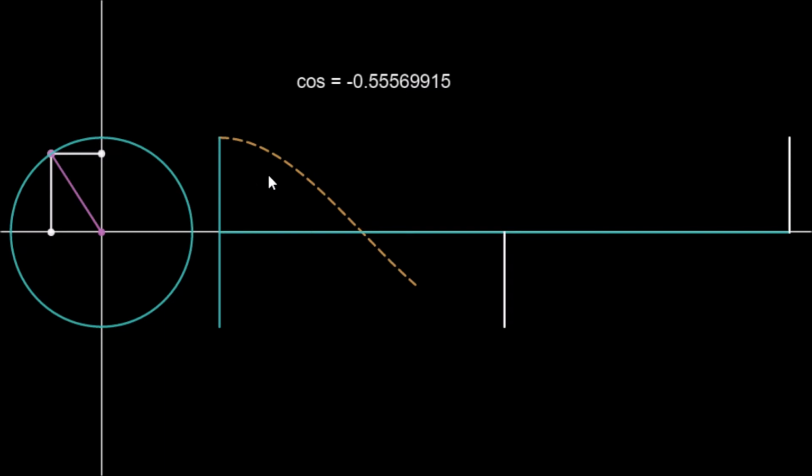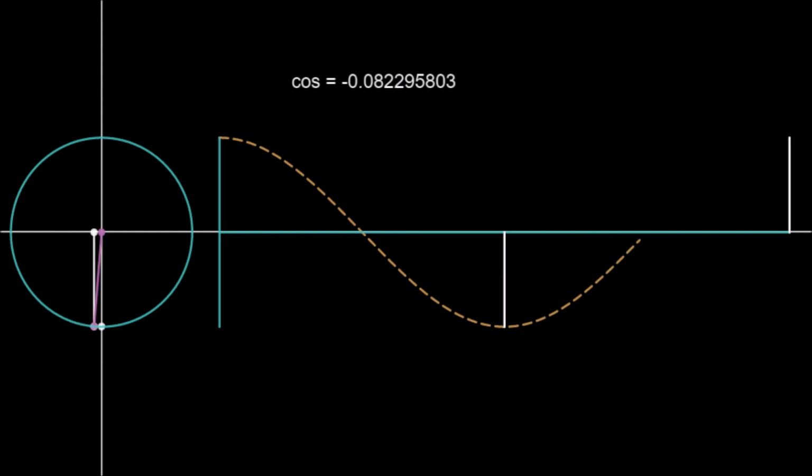So it means that in the first quadrant the cosine is positive, and in the second quadrant the cosine is negative. And then when we move into the third quadrant, you can see here that the x value is still negative. We're going from this point here to this point here, which is a negative value. And then whenever we move into the fourth quadrant, you can see that the x value now is positive.